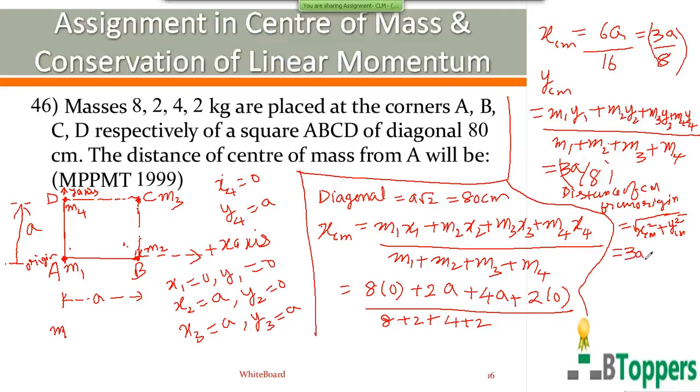So you get 3a by 8 times root 2. a root 2 gives you the length of the diagonal. We need not substitute the value of a, we can directly substitute a root 2 equal to 80 centimeters here. So that will be 3 by 8 into 80 centimeters. So you get the answer of 30 centimeters.